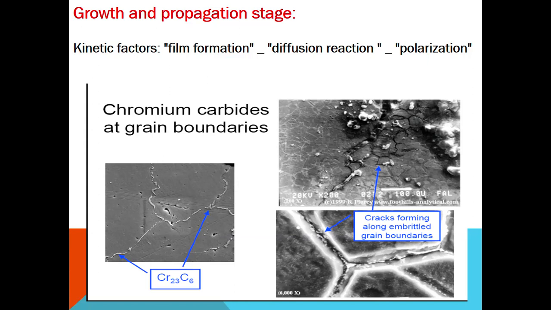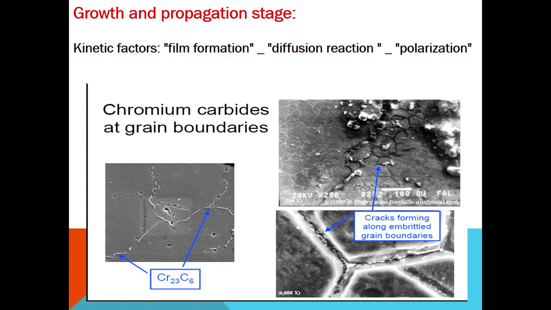The second stage is growth and propagation. Kinetic factors include film formation, diffusion, reaction, passivity and polarization.